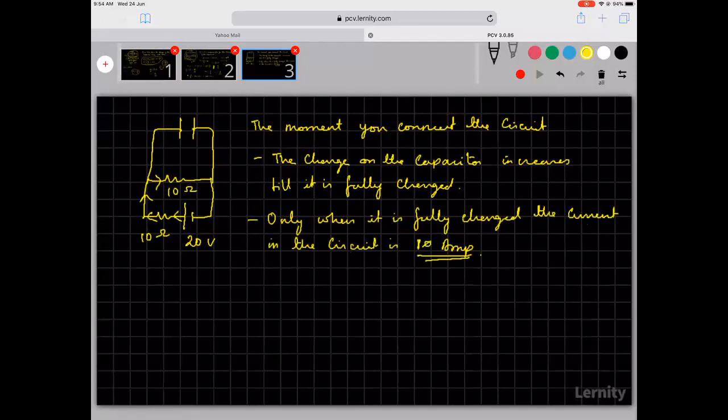Initially, the current will be higher, and some charge will get deposited on the plates of the capacitor. So my question to you was how much time it will take, but somehow I am not able to work it out immediately.